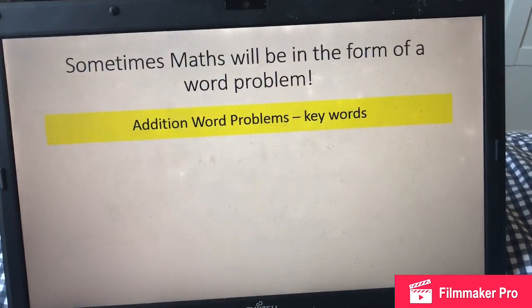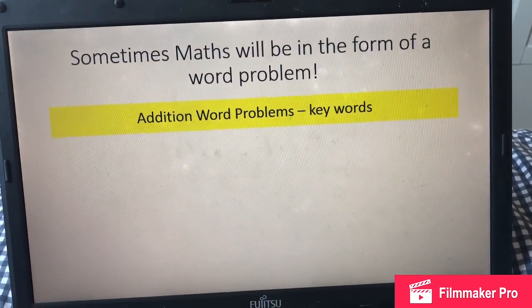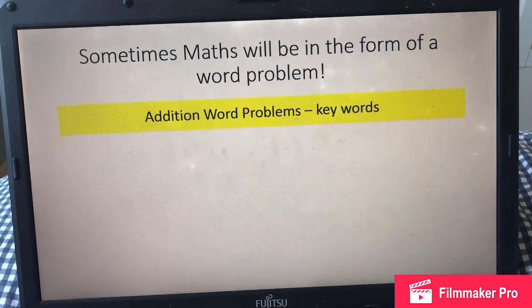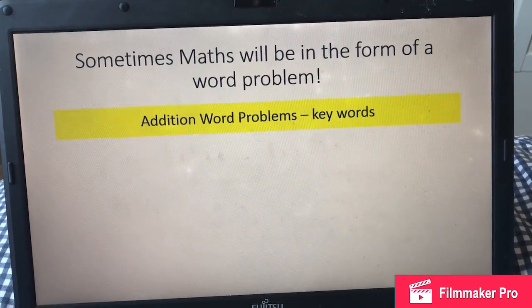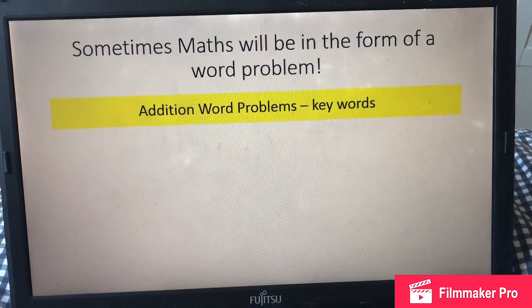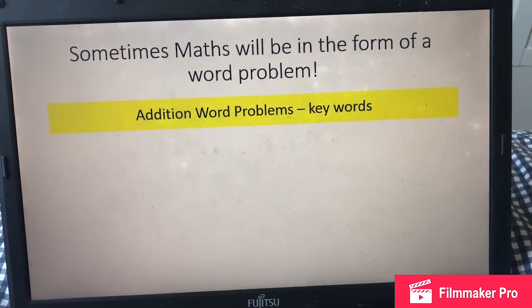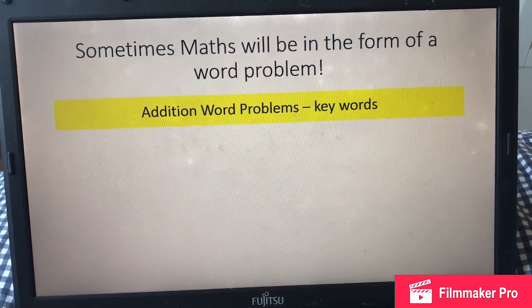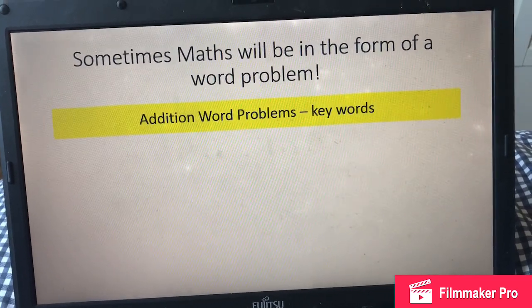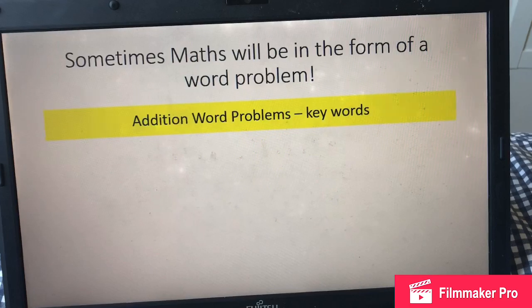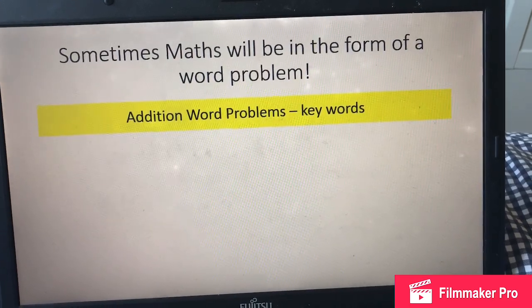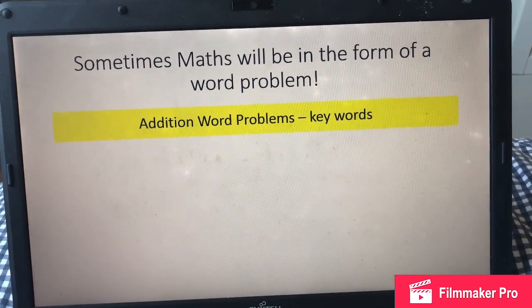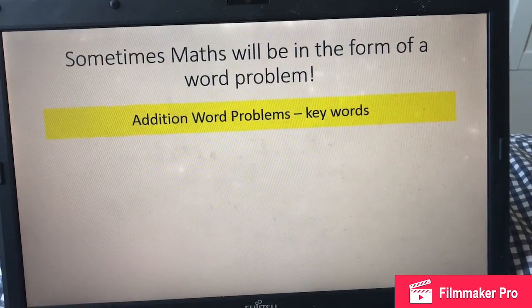So sometimes when you do addition, it will say one number plus another number. But sometimes your maths will be in the form of a word problem, and you have to read that word problem and you have to decide whether you're going to add, subtract, multiply or divide. So today we're going to look at some key words to work out what makes an addition word problem.